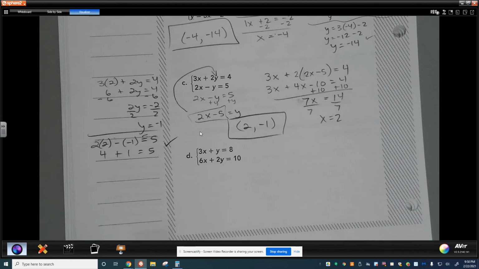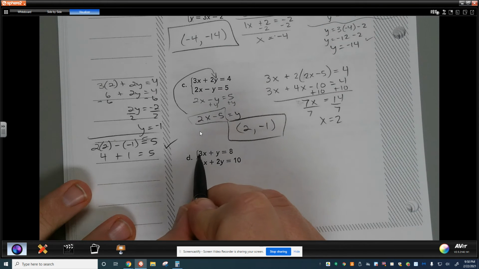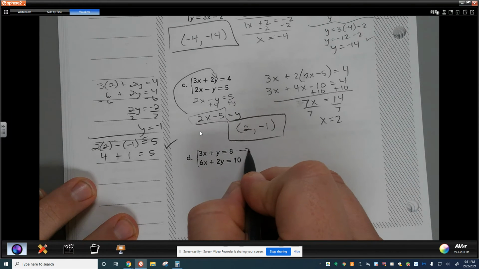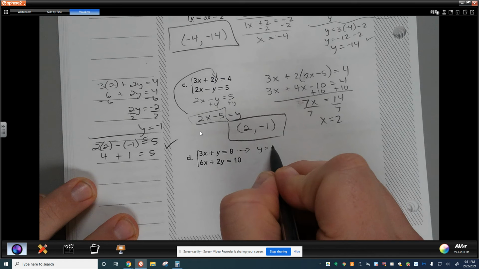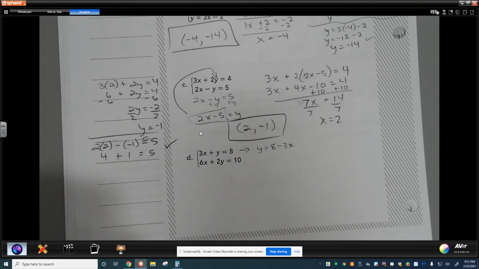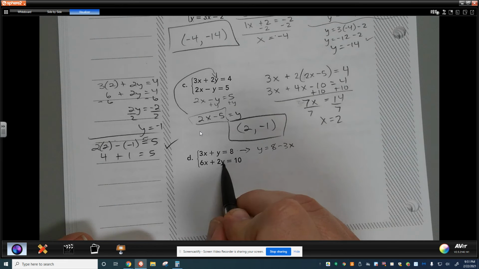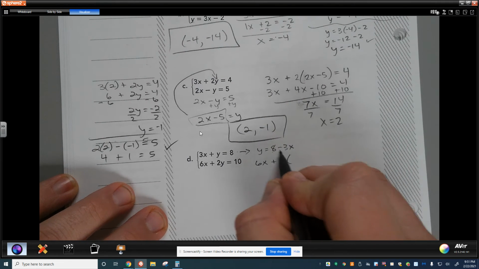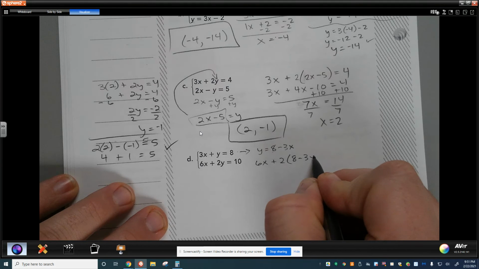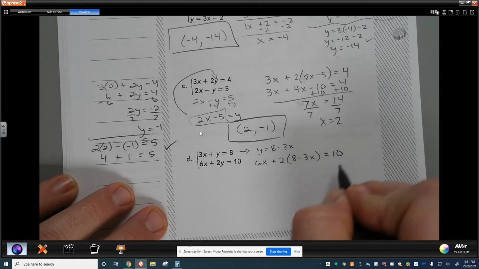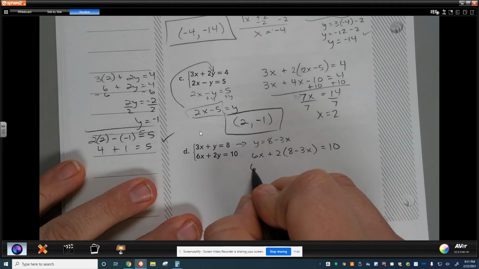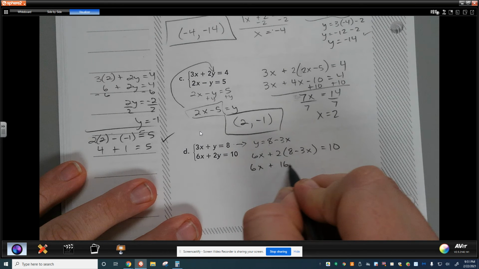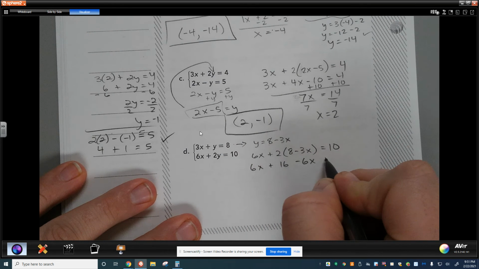The last one that I'm after, I need to get this y all by itself, which means subtract the 3x, which would take this to y is equal to 8 minus 3x. And now I can substitute this value for y in here. 6 times x plus 2 times y, which is 8 minus 3 times x, is equal to 10. 6 times x plus 16 minus 6x is equal to 10.